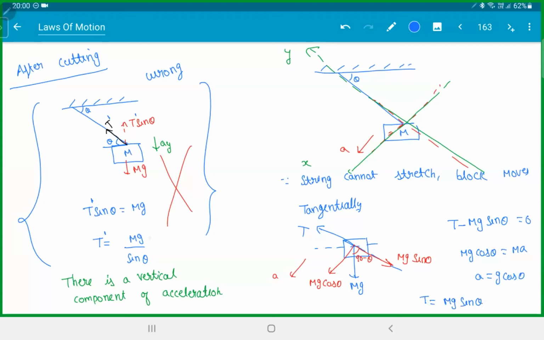Be careful, both are not the same. You see, we're getting mg by sin theta; this is mg sin theta. Are you getting the mistake, everyone? If you want to write in the vertical direction, the equation should have been mg minus T sin theta is equal to ma y. That would have been right. You are ignoring the vertical component of this acceleration.